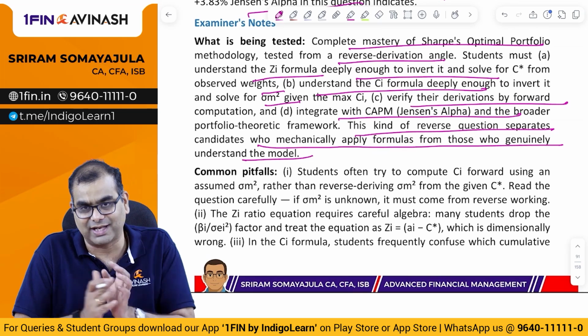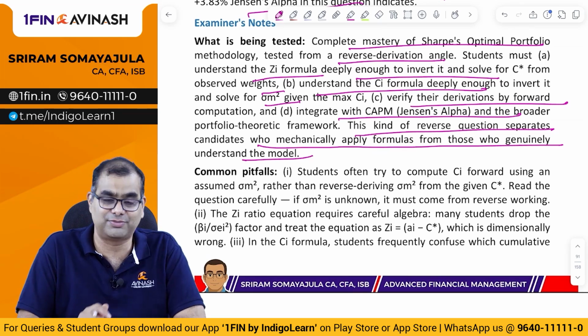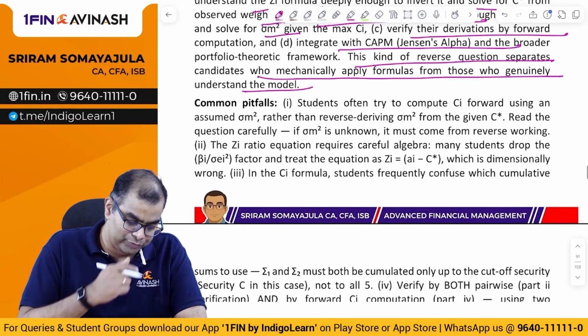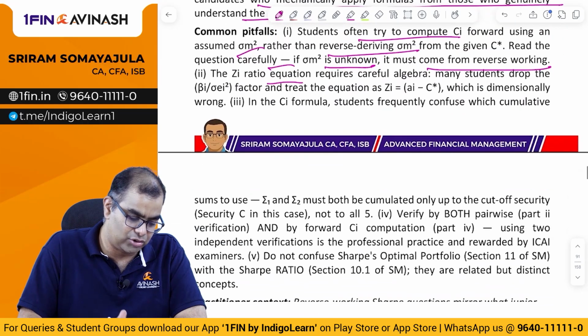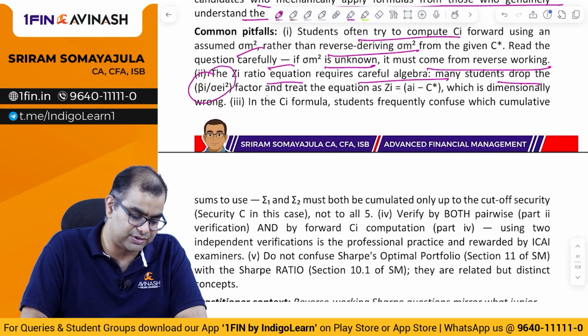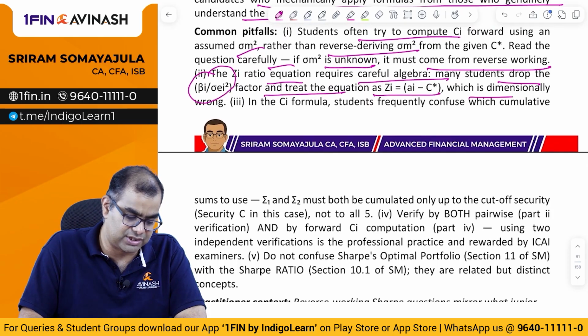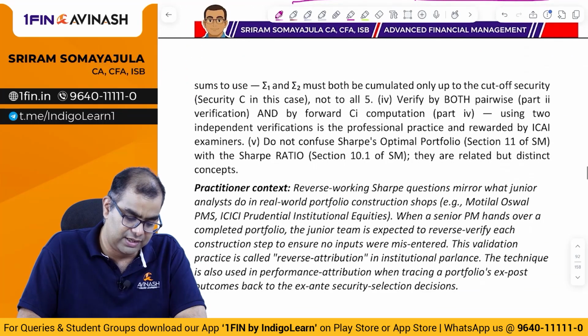I don't want this kind of question to appear, but I wanted to do this just so that you guys are prepared. They try to compute C star forward using an assumed market variance rather than reverse deriving. Read the question carefully. If it is unknown, it must come from reverse working. The Z_i ratio equation requires careful algebra. They drop the beta by market variance factor and treat the equation as Z_i equals A_i minus C star, which is dimensionally wrong. In the C star formula, they confuse which cumulative sums to use, correct? Verify both pairwise and forward C star computation.